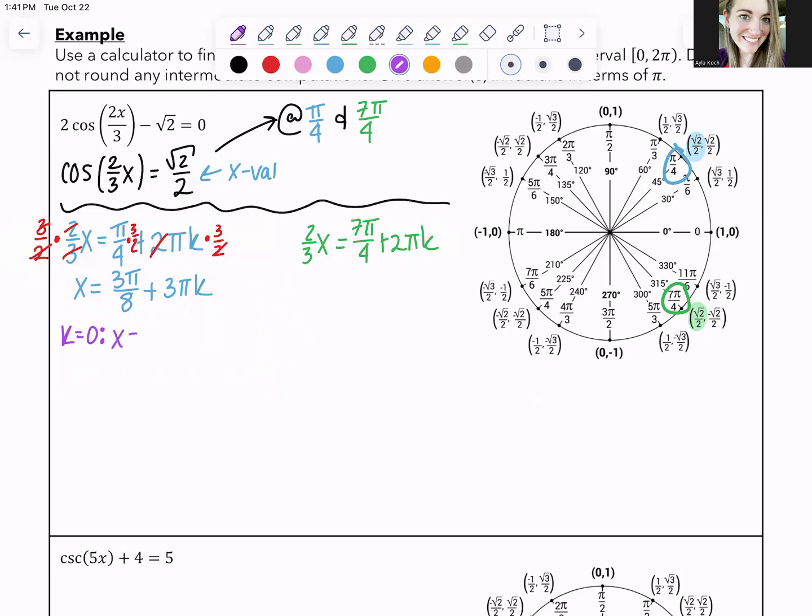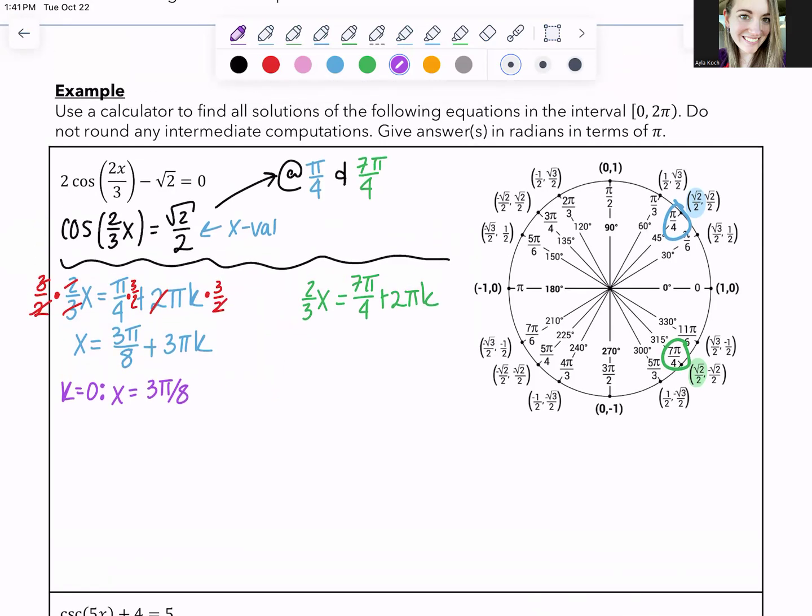You would get x equal to, and then this whole thing will just turn into 0, right? 3 pi times 0 is 0. So you'll just get 3 pi over 8 as a solution. And that one works. We want these to be in the interval 0 to 2 pi. And that interval is going to be 0 pi over 8 to 16 pi over 8. So we need our numerators to be less than 16.